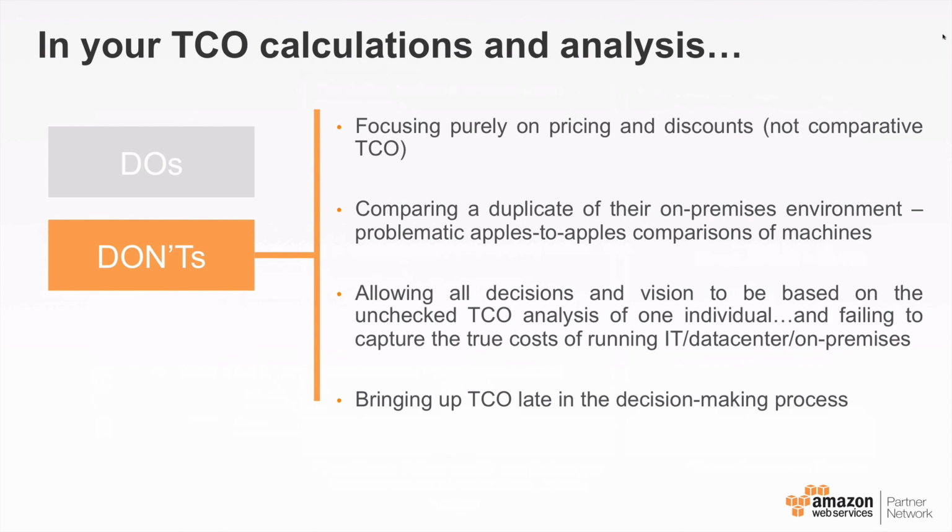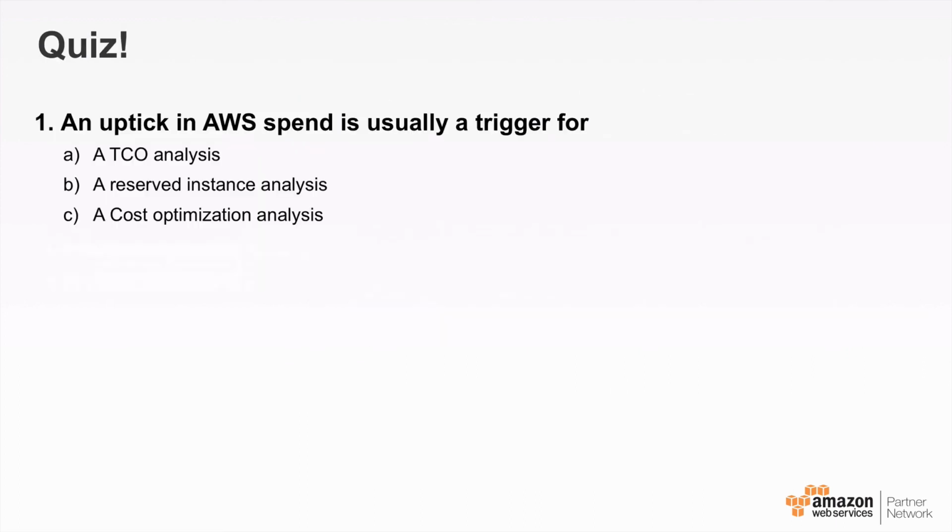Okay, let's move on now and take a quick look at a few quiz questions. Then we're going to show you a couple of resources at the end. So just to check some knowledge. An uptick in AWS spend is usually a trigger for either a TCO analysis, an RI or reserved instance analysis, or a cost optimization analysis. And this is an uptick in an existing spend.